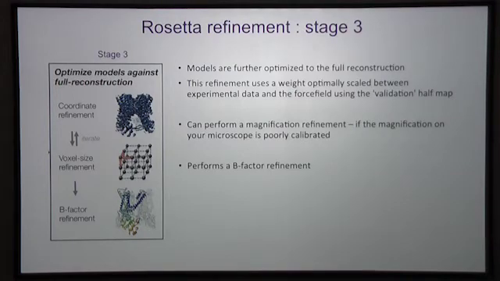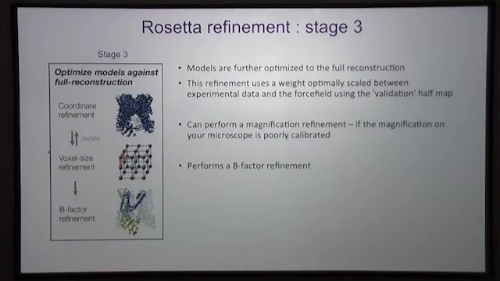And it also performs magnification refinement, as I mentioned, so if your microscope is poorly calibrated, it can adjust the map. And it also performs a B-factor refinement, which is the same also for Rosetta, for Phenix, and for RefMac.